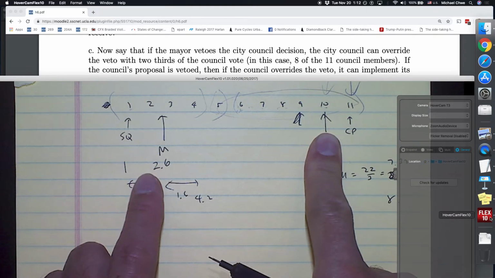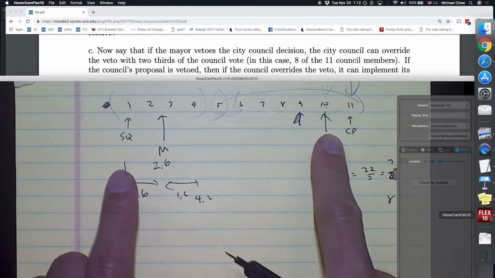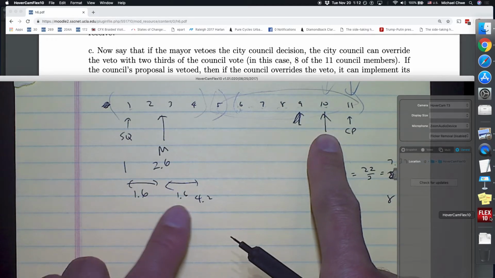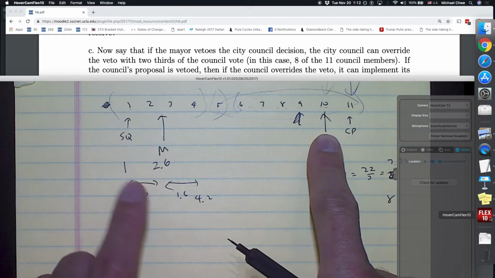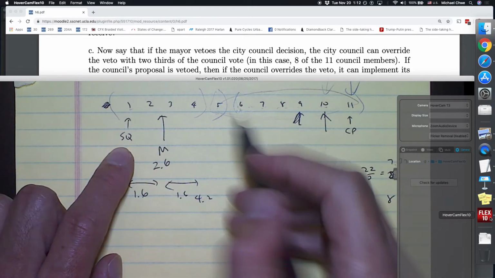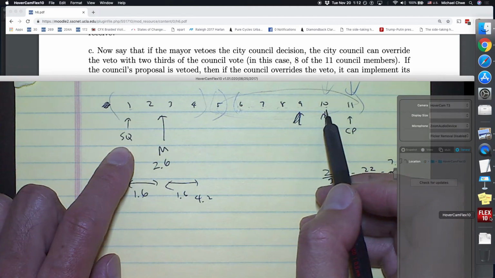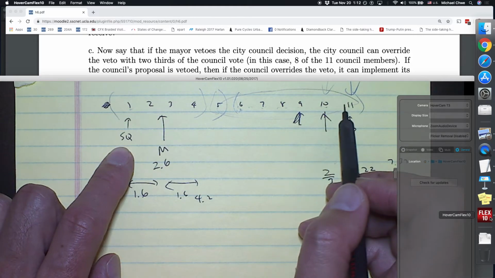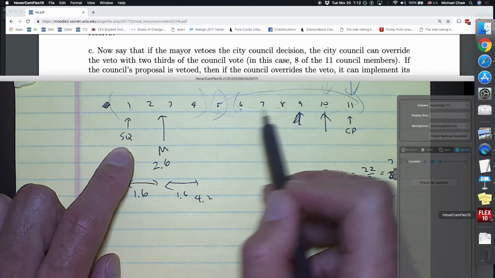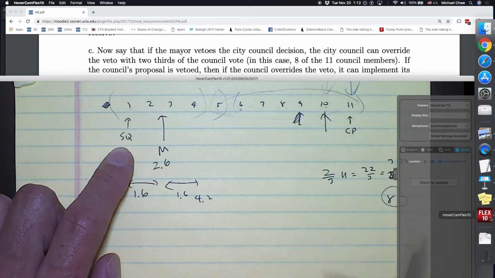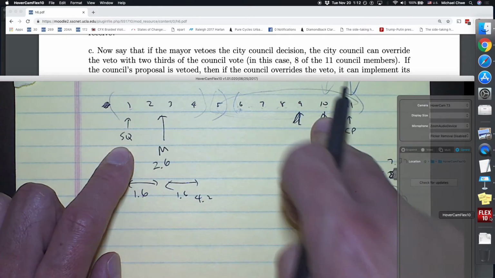Only 6 through 11 will vote for it. If they override the veto, they get 10. If they don't override, it'll be the status quo. So it's between 1 and 10. How many people will vote for 10? It's all the way up until 6. So 6 people will vote for it, and I need 8. So 10 is not going to work.